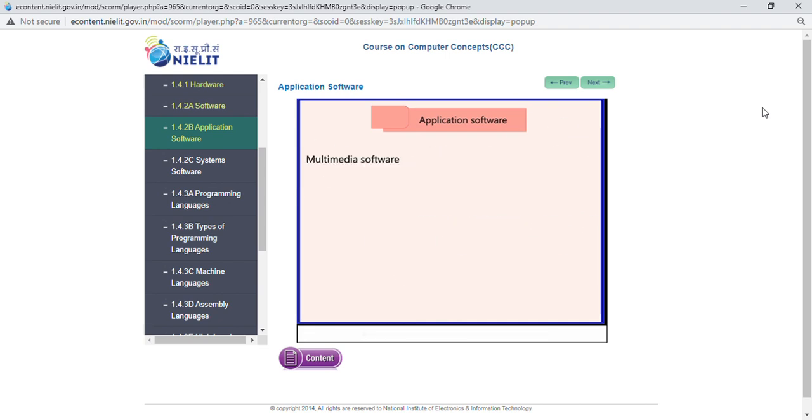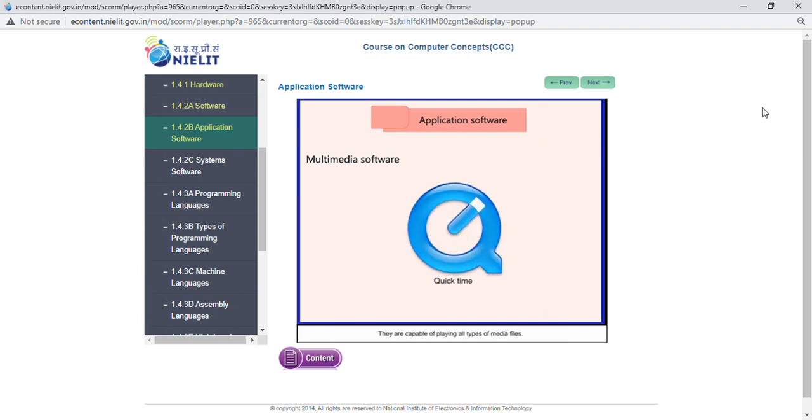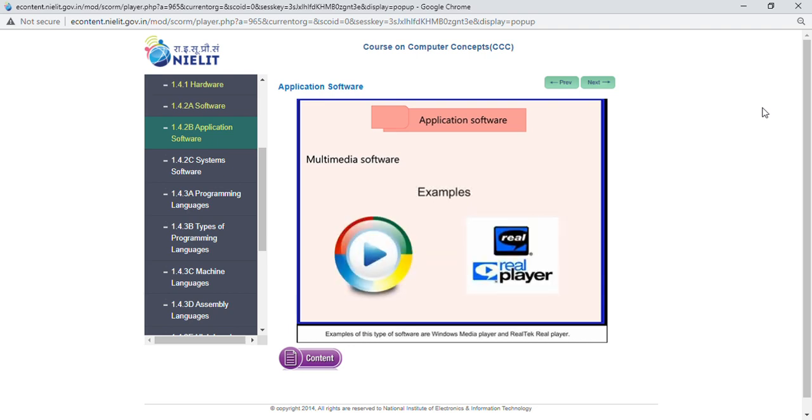Multimedia software. The multimedia software allows the users to create and play audio and video files. They are capable of playing all types of media files. Examples of this type of software are Windows Media Player and RealPlayer.